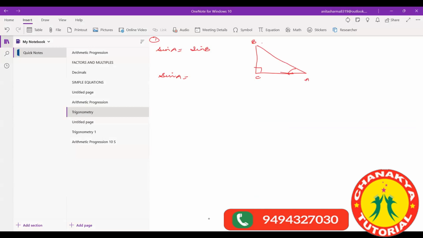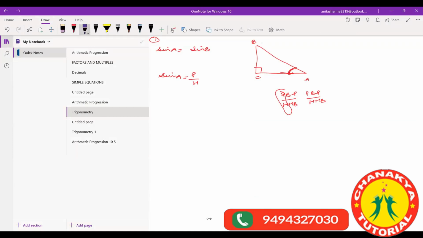Now sine A. What was the short trick for finding sine A? Pandit Badri Prasad Har Har Bole, or Pakistan Bhuka Pyasa Hindustan Hara Bara, right? So the first ratio is for sine theta. It means perpendicular upon hypotenuse. So when your angle is at A, what will be your sine A? Tell me, children. Perpendicular is BC and your hypotenuse is AB, right?